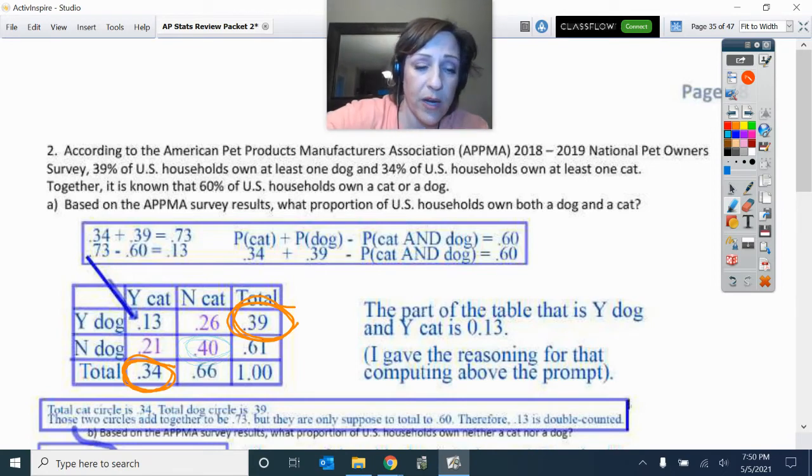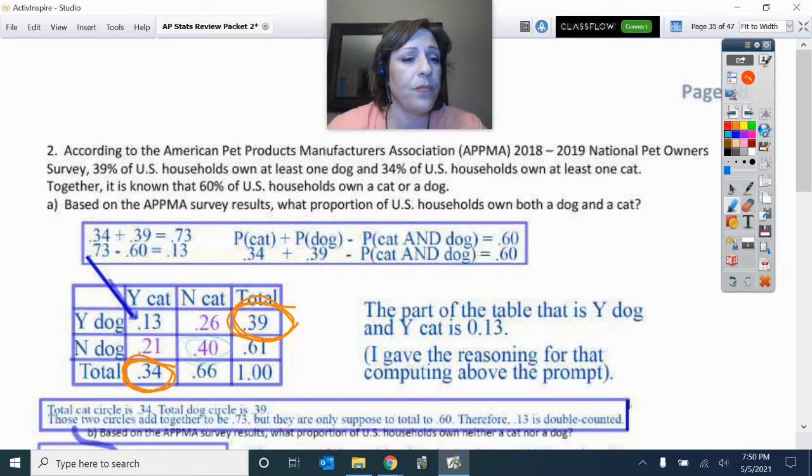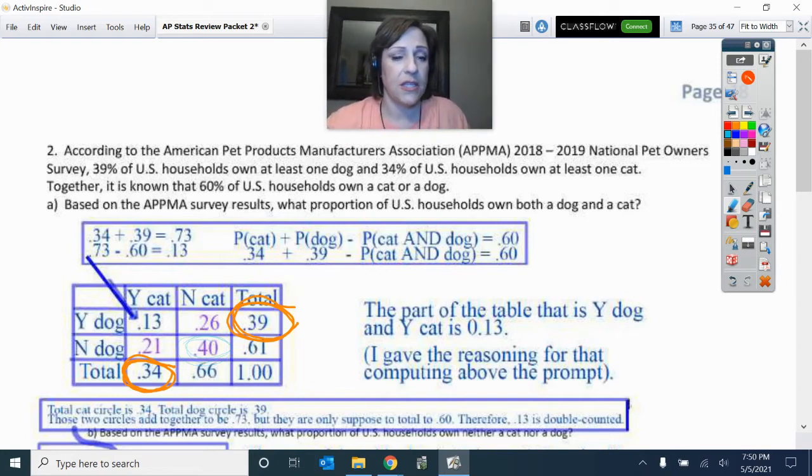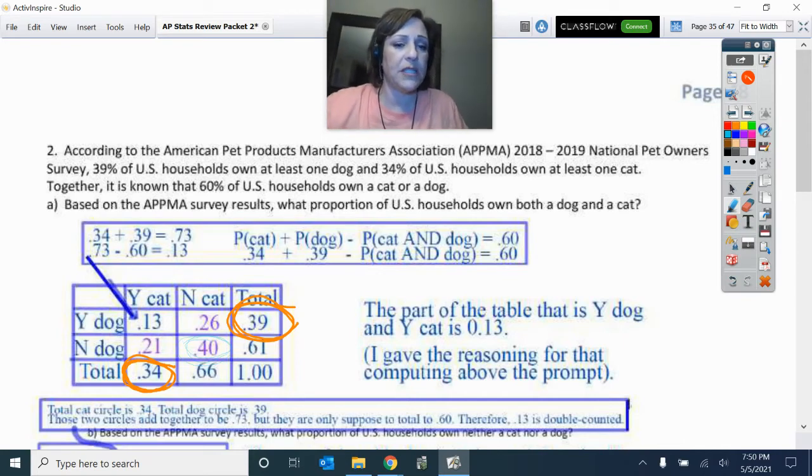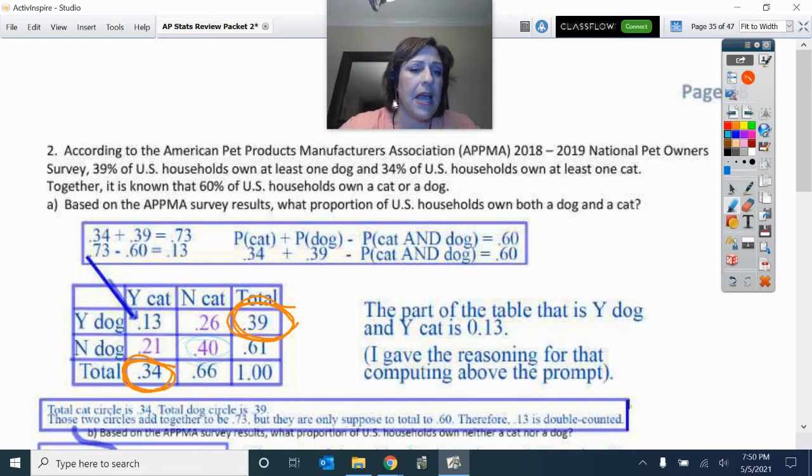And so then that's whenever we have the different parts there that you can do the 7. If I know that the 0.34 plus the 0.39 is 0.73. Okay, so the total of the cat and the dog is that 0.73, but then I'm going to be taking away the part that gets overlapped. All right, so then the yes part is the 13%.